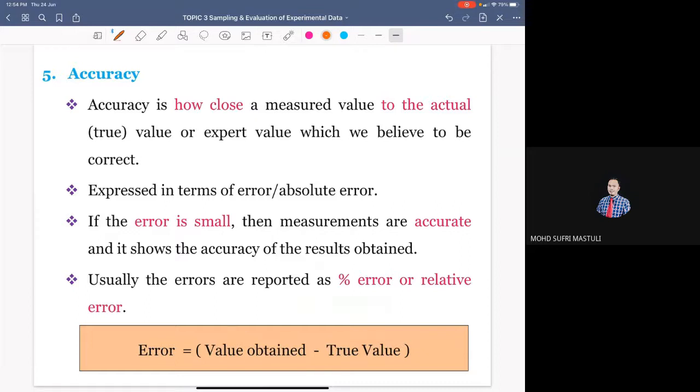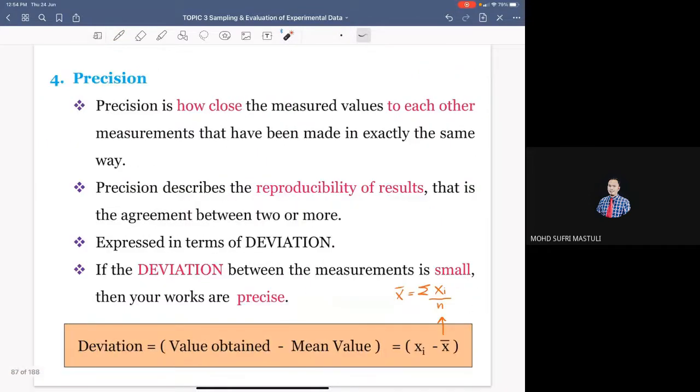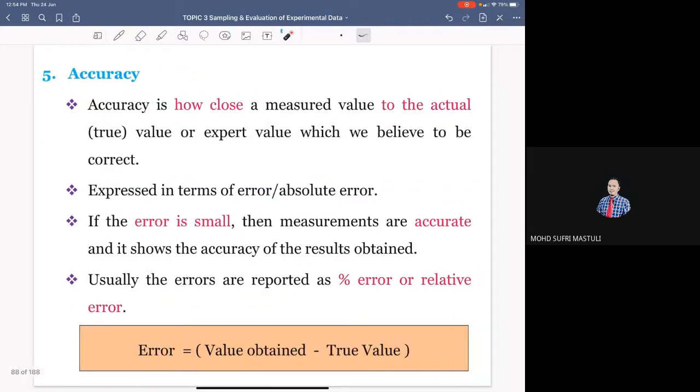Okay, accuracy. Accuracy is how close the measured value is to the actual value. Just now, precision is how close the measured value is to another measured value. Accuracy is how close the measured value is to the actual value. The actual value, sometimes we call it the true value or expected value. It can be expressed in terms of error. If the error is small, it indicates the measurements are accurate. It can be reported as percentage error or relative error.